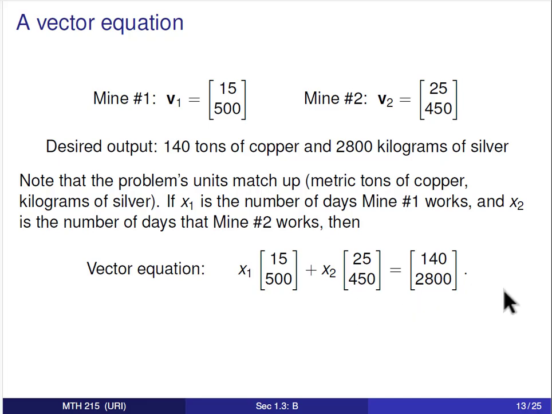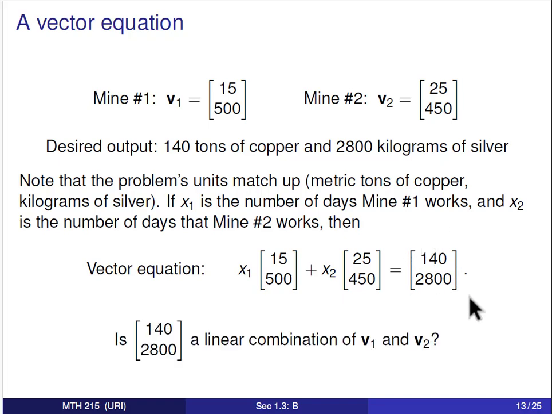We want to know, does it have a solution? Is there a certain number of days you can have mine 1 run and mine 2 run to get precisely this amount of the desired ores? In other words, taking a look at the way this is phrased, we could ask, is (140, 2,800) a linear combination of the vectors v1 and v2?